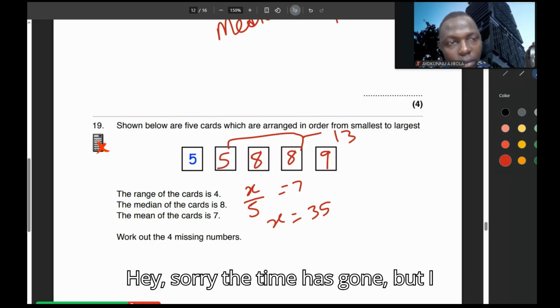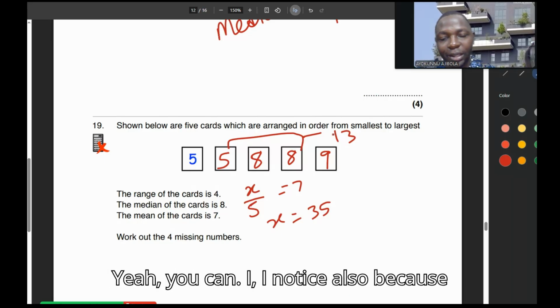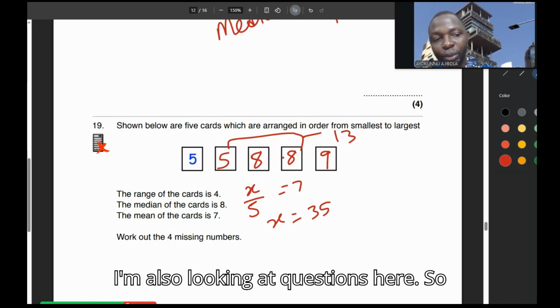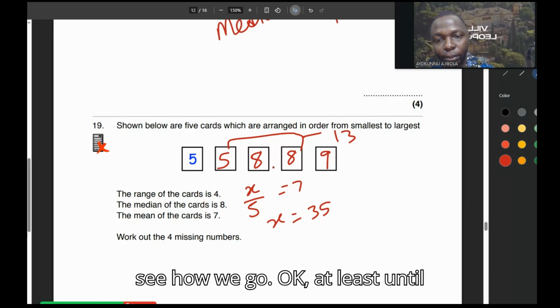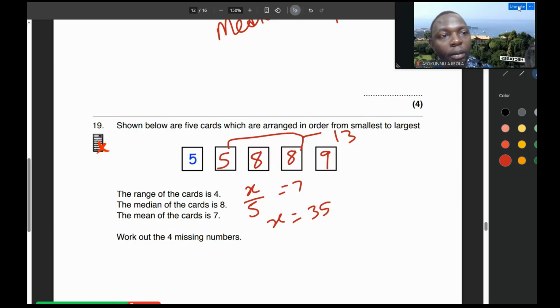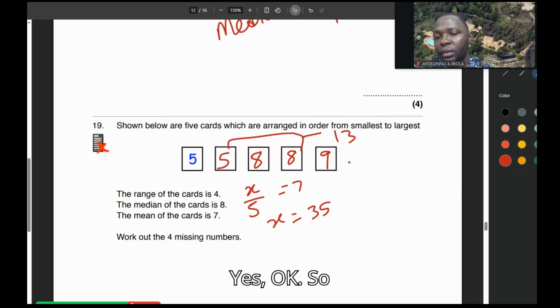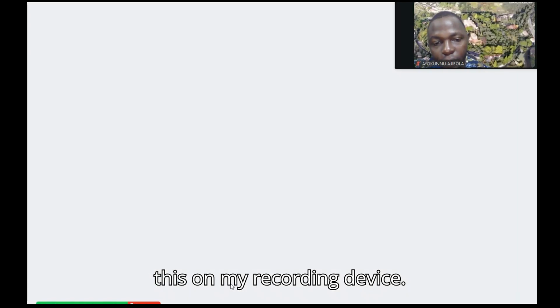Yeah, sorry, the timer has gone, but I don't think that 20 minutes was enough. Yeah, you can. I noticed also because I'm also looking at questions here. So definitely you can just continue. Let's see how we go. Okay, at least all until the end of this one. Yes. Okay. I'm going to continue shortly because of my recording device.